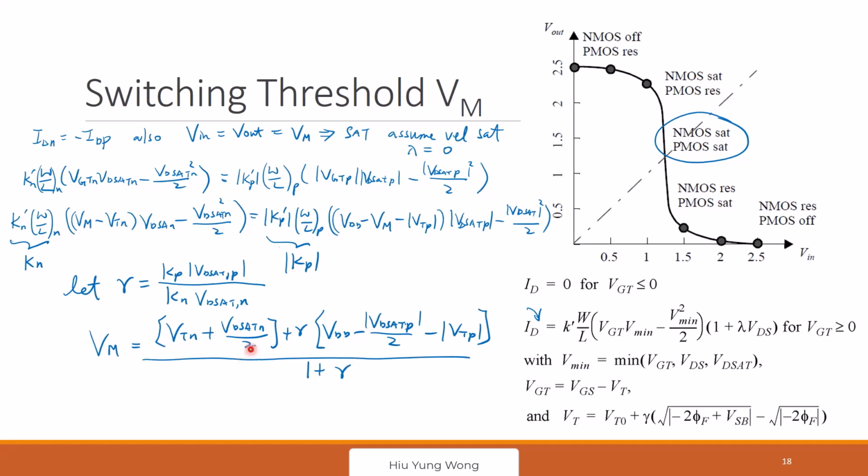This is not that difficult to see, because when I pull out VDSATN and VDSATP, this term becomes R, then you just collect the terms. You definitely will see I have a VTN, and also VDSATN divided by 2. Here is VDD minus VTP, and also VDSATP divided by 2. That's why you have this, and you have R. You just rearrange the terms and you get this. So that is the equation you will use to find VM. It is just math.